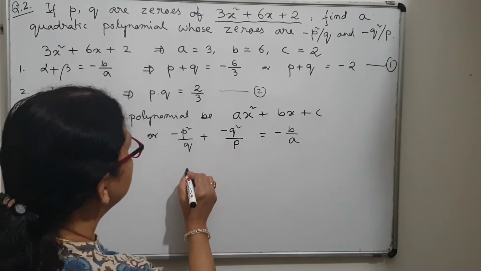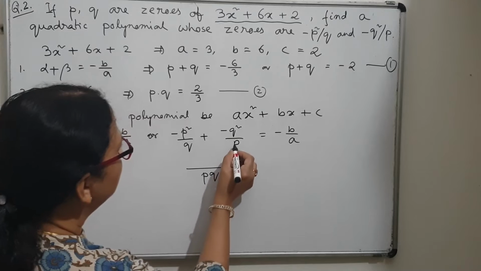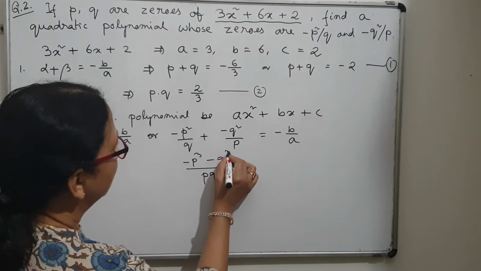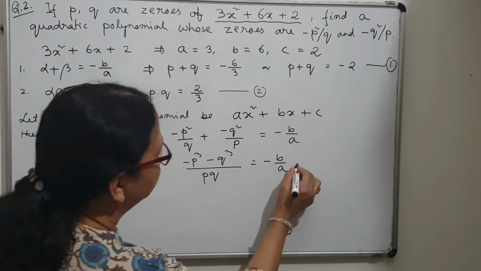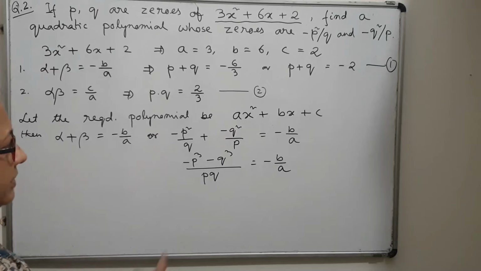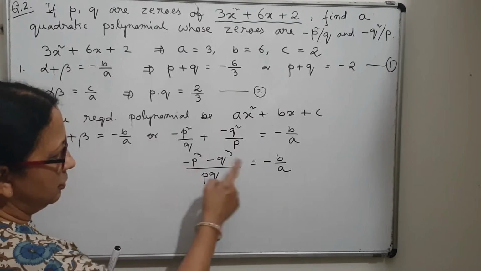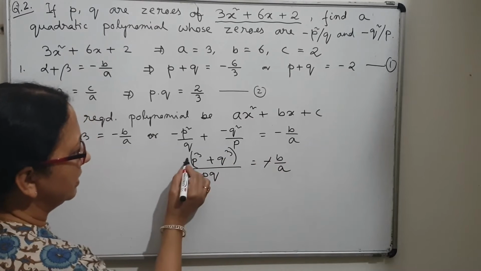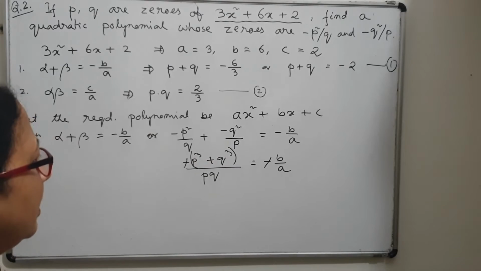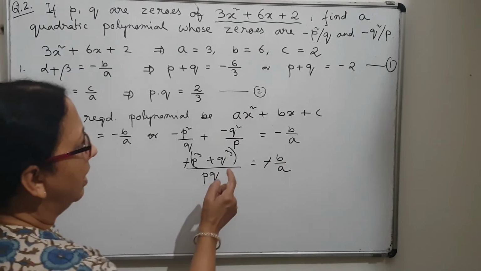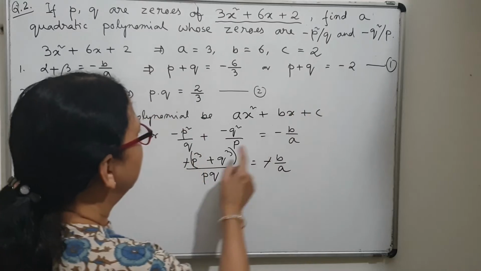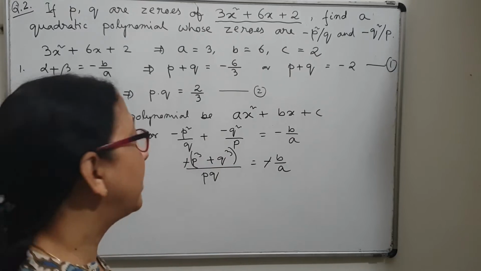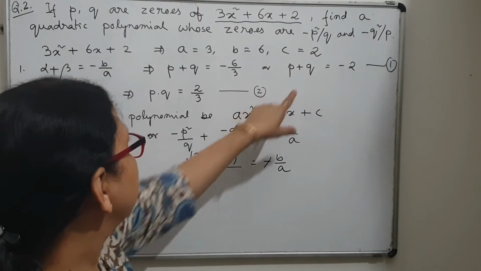So let me take the LCM, which is pq. Minus p cube minus q cube upon pq is minus b upon a. Now if I take minus common, these two will become plus, so this minus minus gets cancelled. So it is p cube plus q cube upon pq is b upon a. Now I know the value of p plus q and pq. So I have to express p cube plus q cube with a suitable identity so that it can be expressed in terms of p plus q and pq.